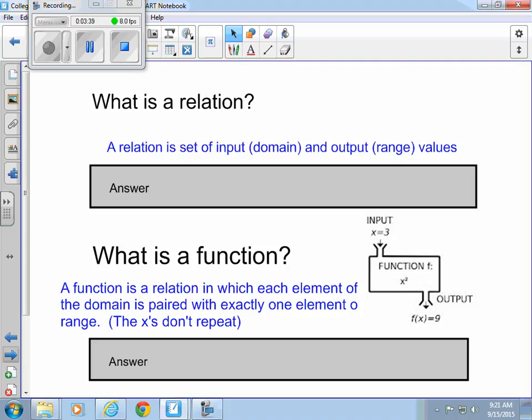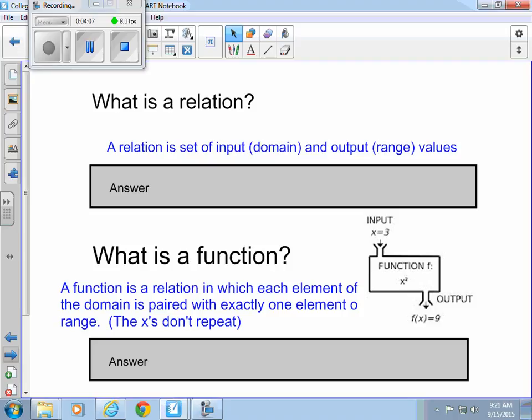We still have some vocabulary words on a relation. There is an input set, and it's called the domain, and an output set, which is called the range. You typically call them x and y. You also may have heard them called the independent variable and the dependent variable. And I'm going to talk to you a little bit about what those mean.